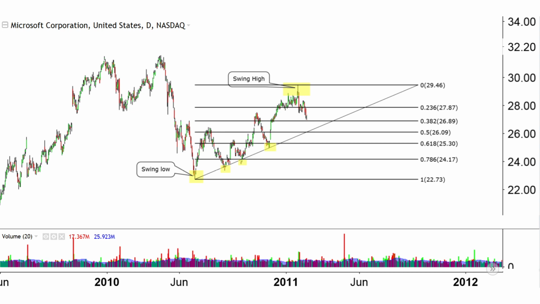Start from the first swing point you began drawing your fib with. In this case, the swing low at 22.73. Then line up the trend line to contact at least one swing point in between the start and end points of the fib. Here we have 3.